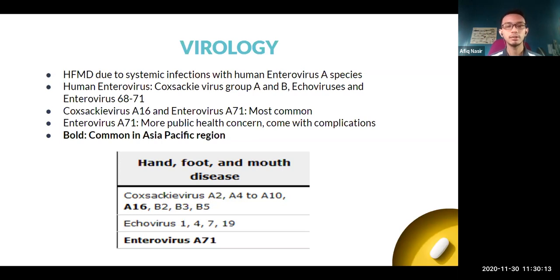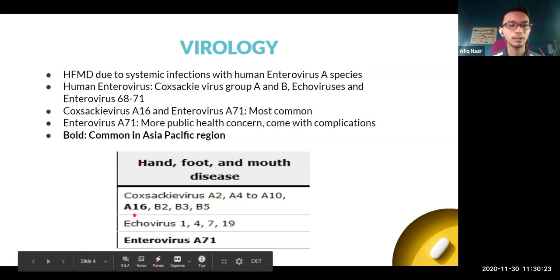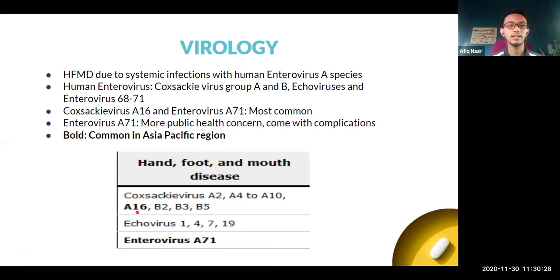Based on this table below, here is the list of the causative agents of hand, foot, and mouth disease. The organisms in bold represent the causative agents which are common in the Asia Pacific region, which are Coxsackie virus A16 and enterovirus A71.